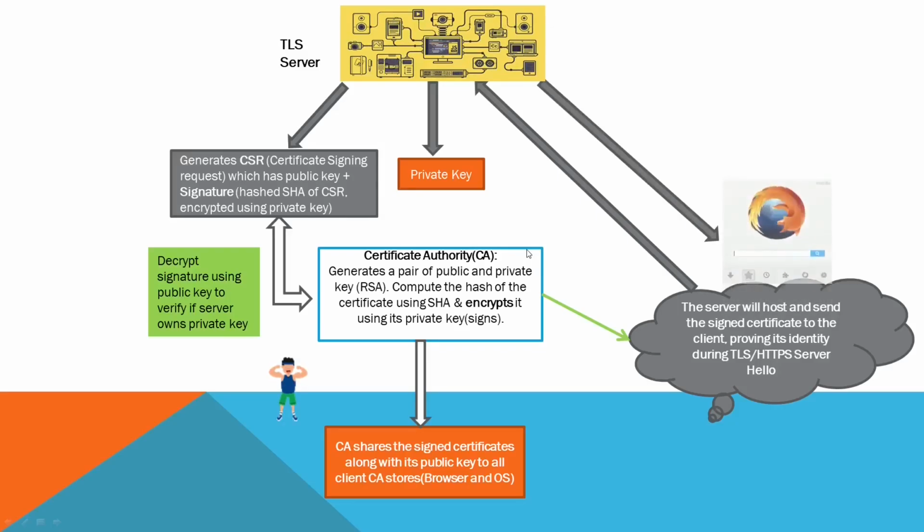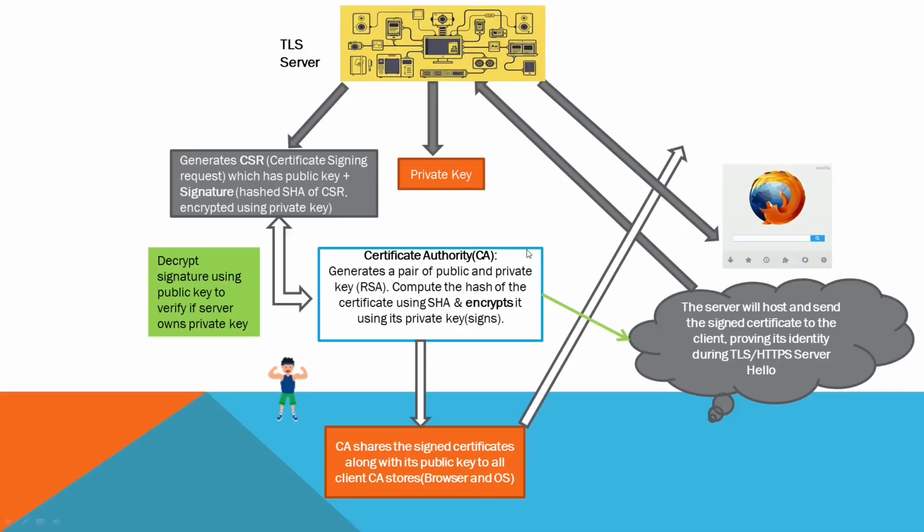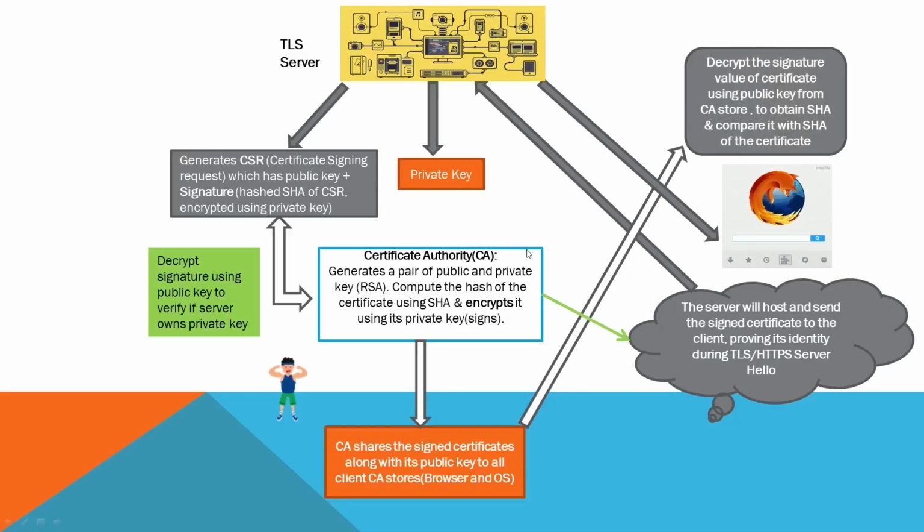The server sends the server hello packet. The client, or the browser, will browse the CA store to get the public key of that particular certificate. It will decrypt the signature using the public key, obtain the SHA, and compare it with the SHA of the certificate to verify the authenticity of the server. This is how the whole generation and verification process of the certificate happens.